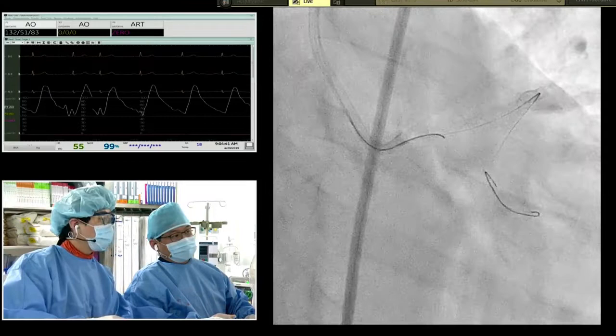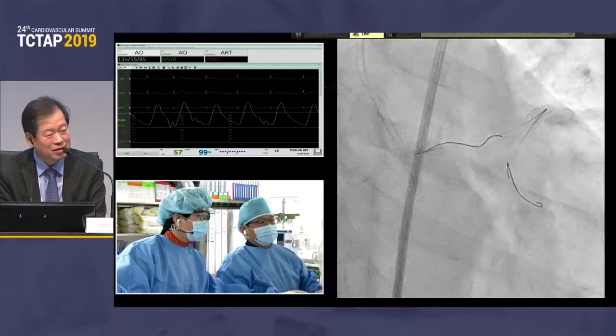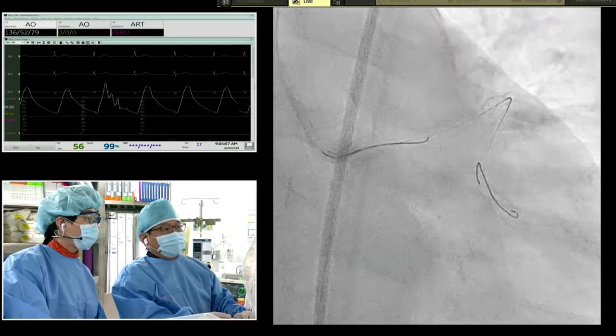I think from this case, we have to learn a lesson that a 2.5 size is always very small for the proximal LAD. Yeah. Yes. Test, please. Test it.